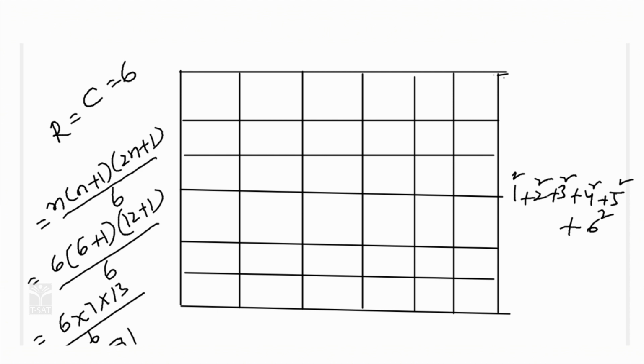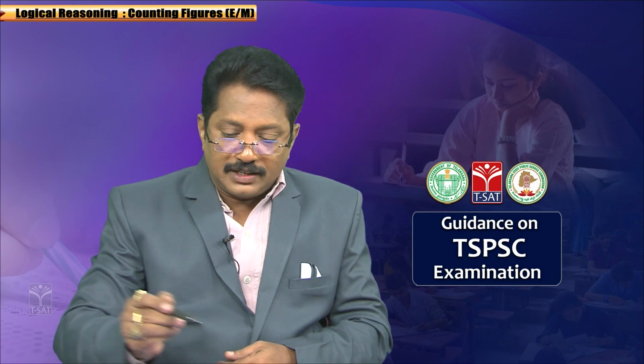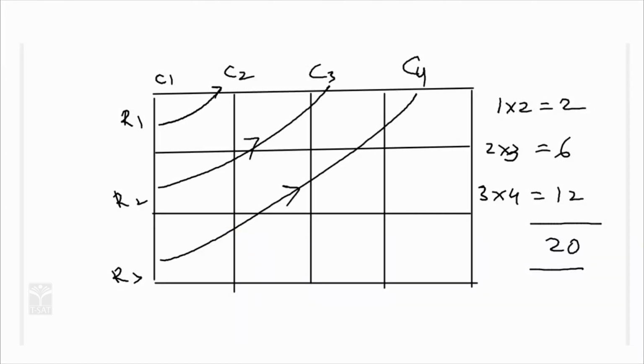Now we'll see the next one. So rows and columns are different. Then how are we going to do it? Here the rows are 3 and the columns are 4. It is like a cross multiplication: 1 into 2 is 2, 2 into 3 is 6, 3 into 4 is 12. The number is 20. Simply 2 plus 6 plus 12 is 20.